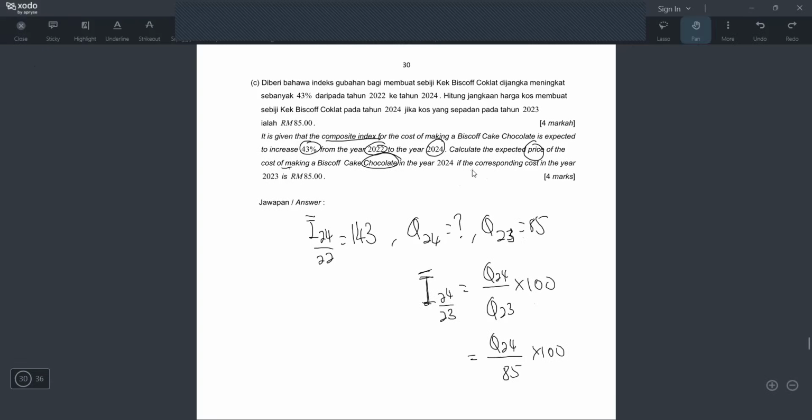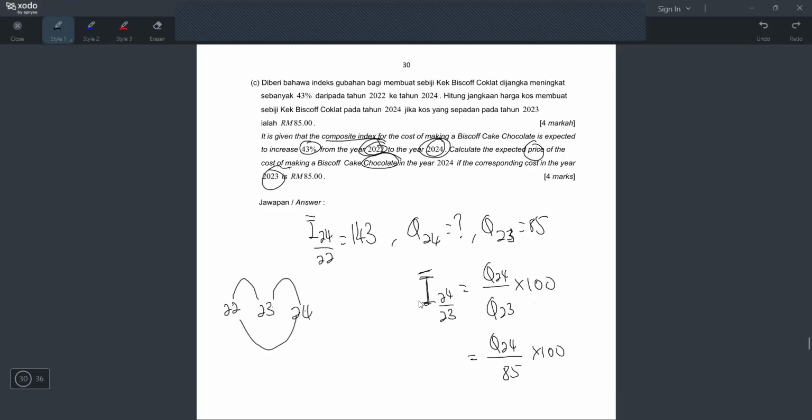And how to find it? Okay, if you read this question, you see how many years? 2022, 2024, 2023. Can you see 3 years in the same question? It means you will use the smiley face method, right? And how to use the smiley face? You write the year here first. So the oldest year here is 2022, followed by 2023, and the latest year is 2024.